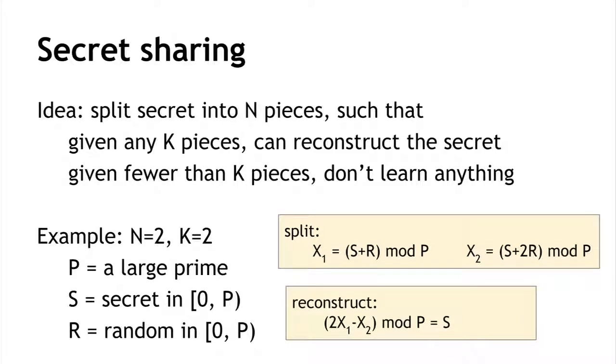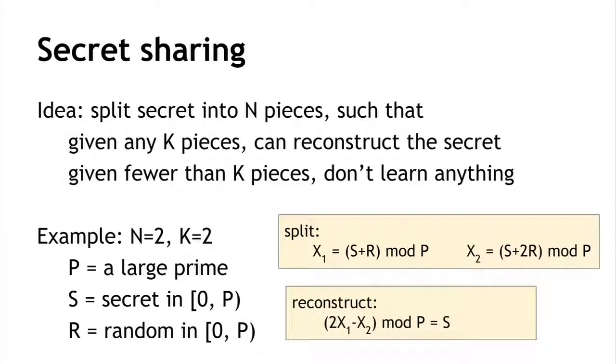Okay. And now if we have both of these shares, x1 and x2, we can combine them to reconstruct the secret s. What we do is we compute 2 times x1 minus x2 modulo p. So 2 times x1 is 2s plus 2r, and x2, which we're subtracting off, is s plus 2r. And so we have 2s minus s. That leaves us with an s. We have 2r minus 2r. And so the two r's cancel out, and we're left just with s mod p, which is equal to s, because s is less than p. And so we can reconstruct the secret in this way.